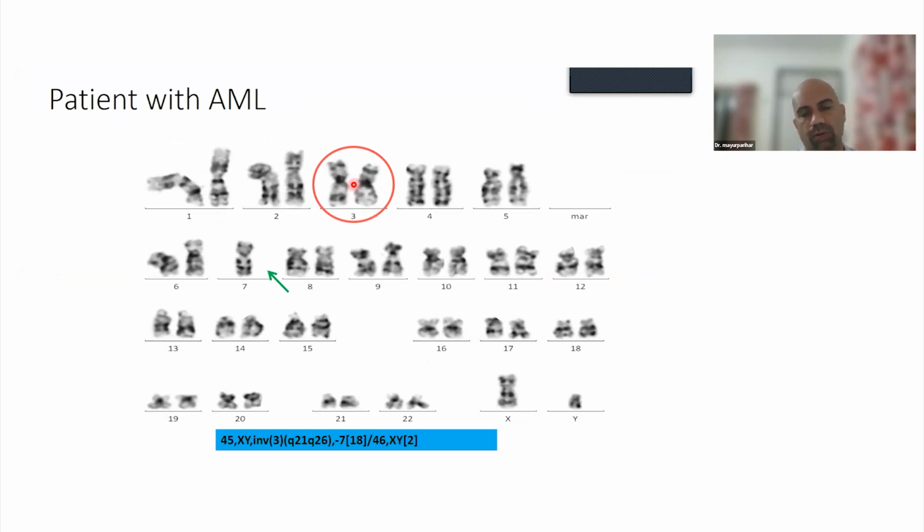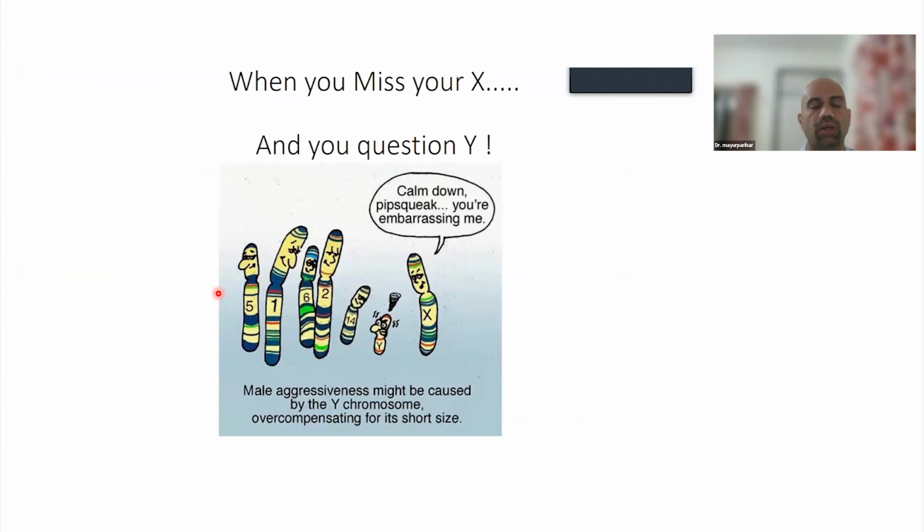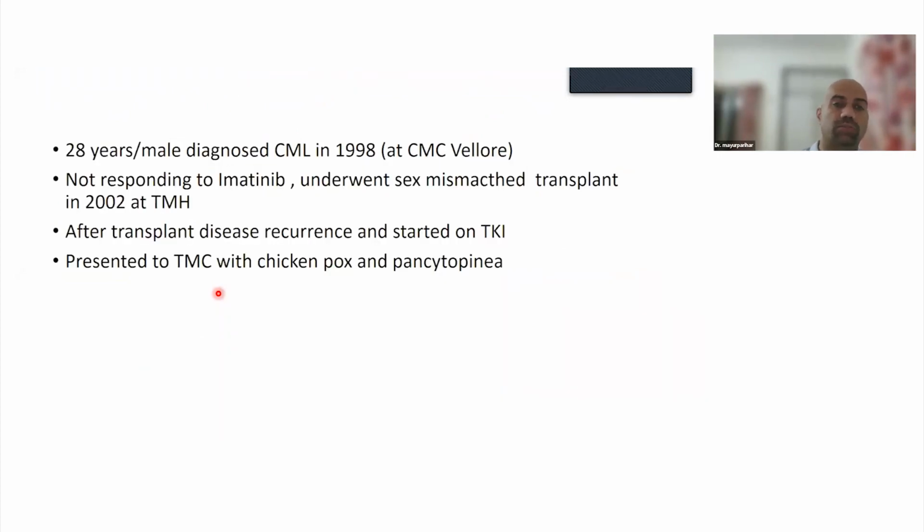Now here there's an abnormality of 3q with monosomy 7. This is again a monosomal karyotype. Let me show you another interesting case, the role of cytogenetics in transplant patients.